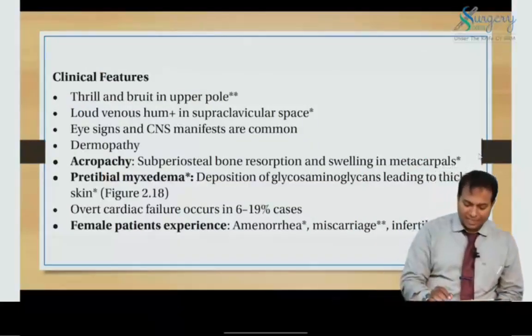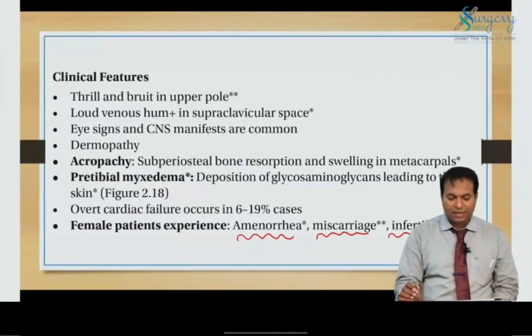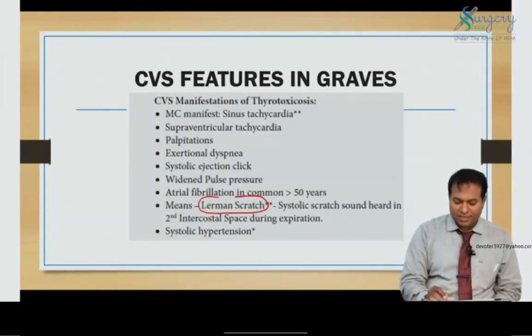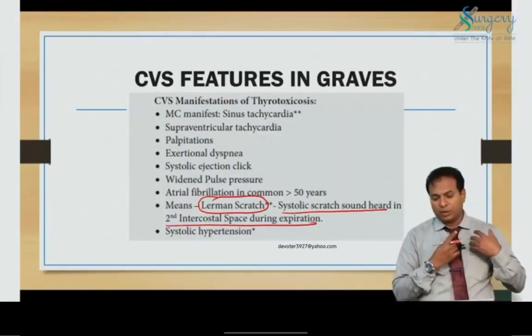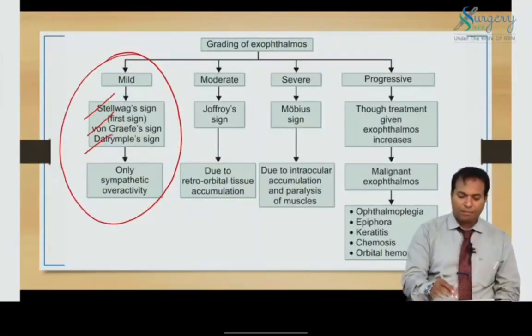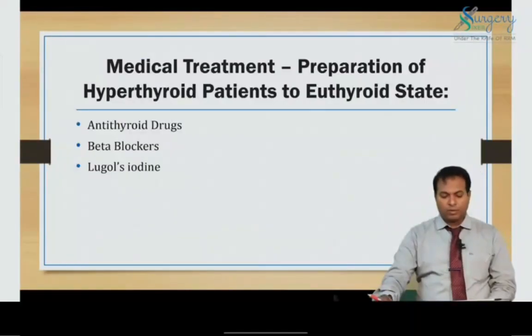Okay, so female patients experience amenorrhea, miscarriage, and infertility in Graves' disease. These are serious features I told you. So please don't forget Lerman's scratch sound. It's a systolic scratch sound heard in the second intercostal space during expiration. So this is the classification I told you. Mild is Stellwag, von Graefe, Dalrymple. Moderate is Joffroy. Severe is Mobius. Okay. So medical treatment we have discussed.